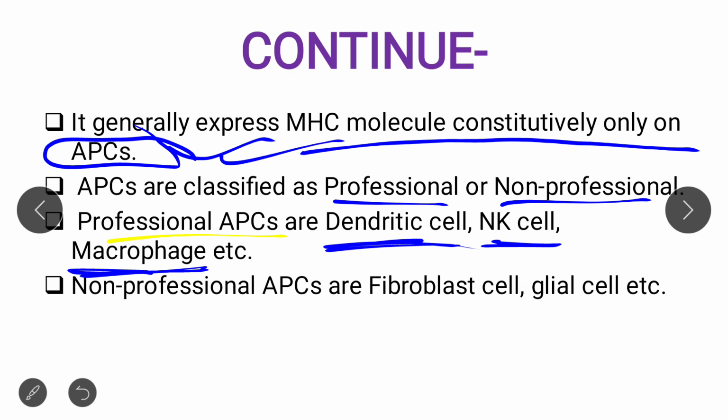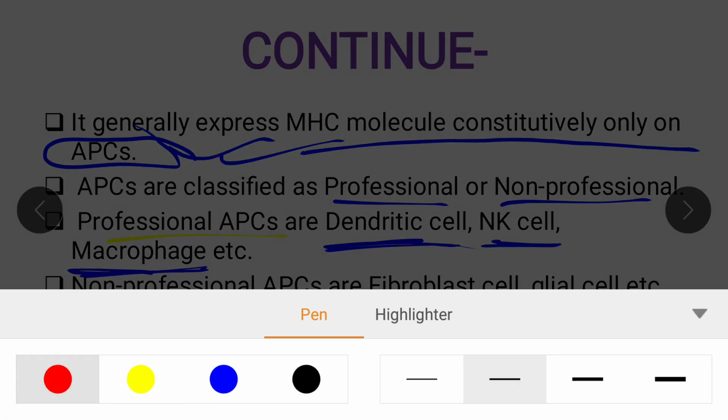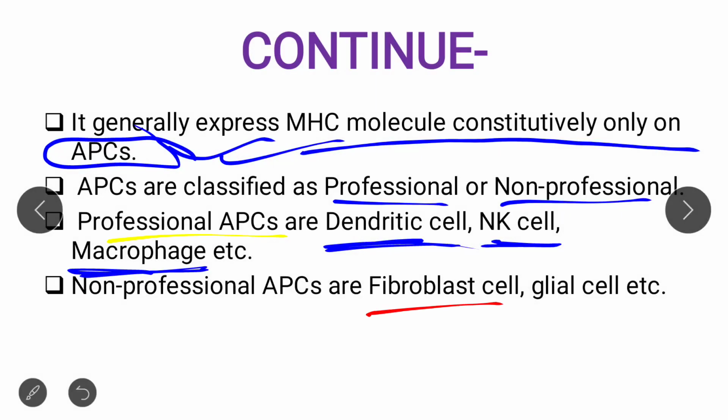But in case of non-professional APC, examples are fibroblast cell, glial cell, and thymic epithelial cells. These are examples of non-professional APC, that is antigen presenting cell. And how antigen presenting cells, that is APCs, work, how they process and present the antigen to TH or TC through MHC of both class 1 and class 2, we will see in the next class tomorrow.